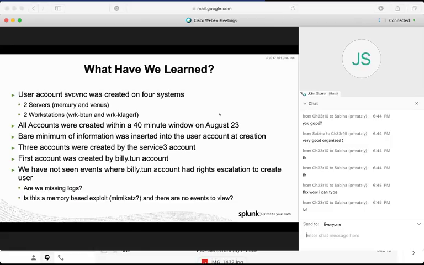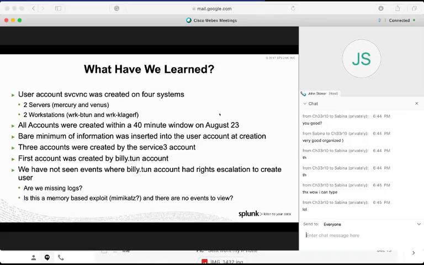Those 4 systems that we have, if I look at the asset context, 2 of them were servers, 2 of them were workstations. So let's enumerate which ones those were. If I look at the account creation, they all happened within a 40-minute time window on August 23rd. That's a piece of information I want to gather as well. Each one of them had a very, very small number of attributes associated with it. That's also a good piece of information to know because maybe that's not my corporate standard.